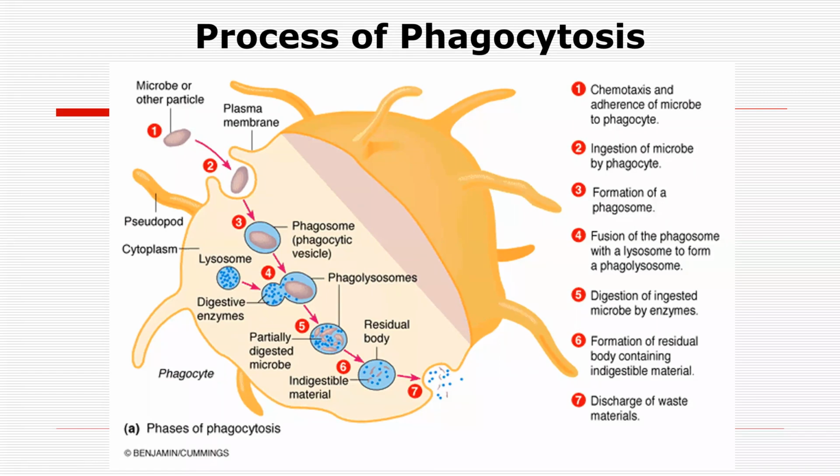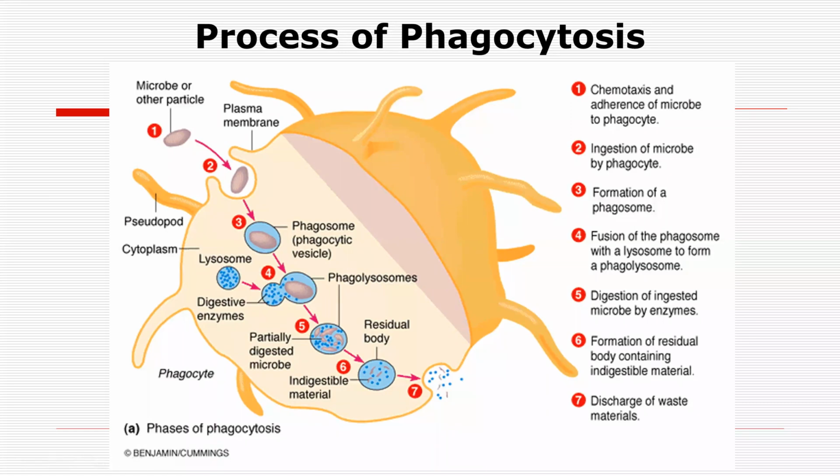And when that is destroyed, then they need to come out of the phagocytic cell. The excretion or discharge of the material happens. So that process is important for you to understand.